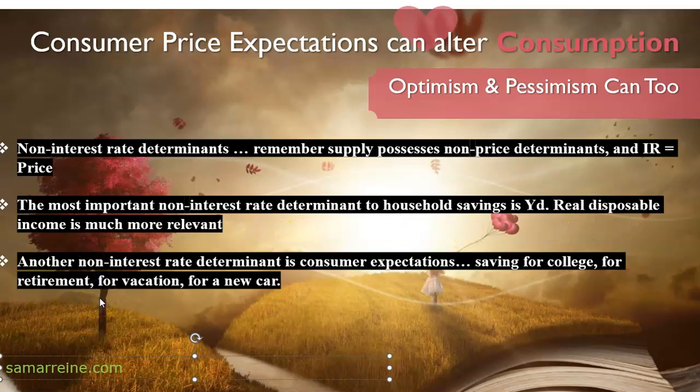Another non-interest rate determinant is consumer expectations. You do save for the purpose of spending. There is saving to retire, which we are going to spend in retirement, but the idea is 30, 40 years from now. Then there's like saving for college. Then there's saving for vacation, saving to buy a new car. And so Keynes is saying, look, two very important ones is how much you have in disposable income to begin with, and what are you anticipating your future expenses to be.